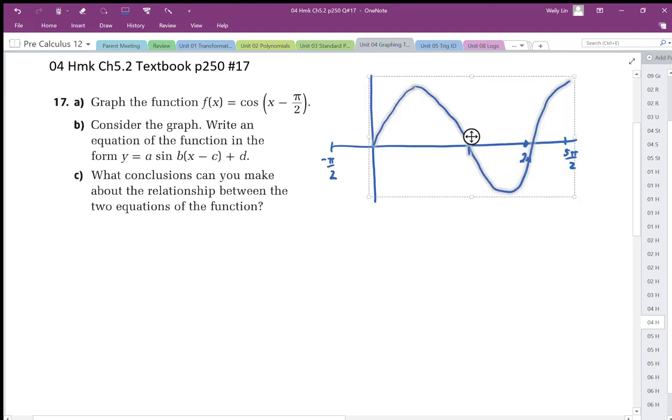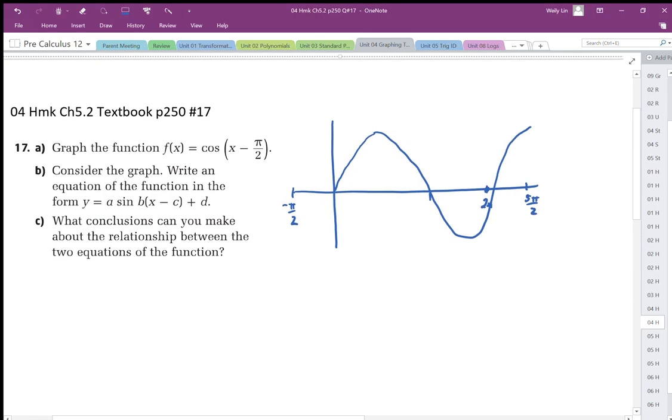So those positions should end up here. So our end position is going to be at 5 pi over 2. Our starting position is here. So there's our cosine graph, and I'm just going to highlight the cosine part of this graph. So it starts at 1, goes up like this.